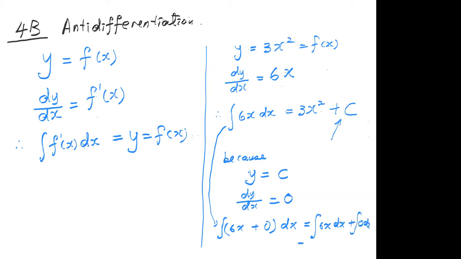So this is my 3x squared plus... differentiate a constant, you get 0. So integrate 0, you get a constant. You see or not? So that is the idea of anti-differentiation. You get me? It's as simple as this.